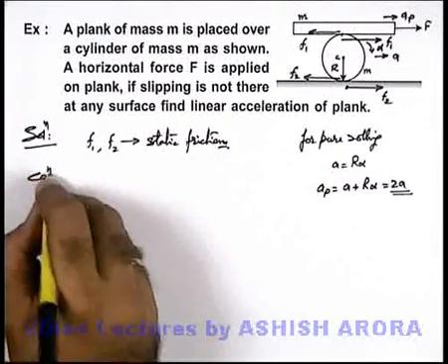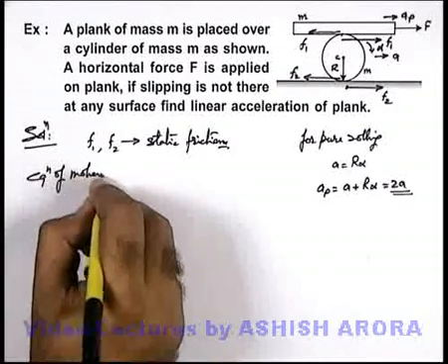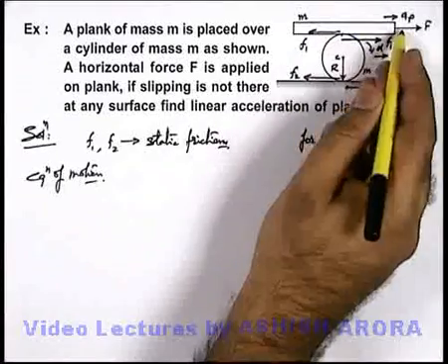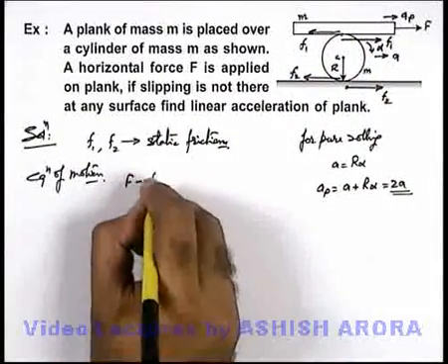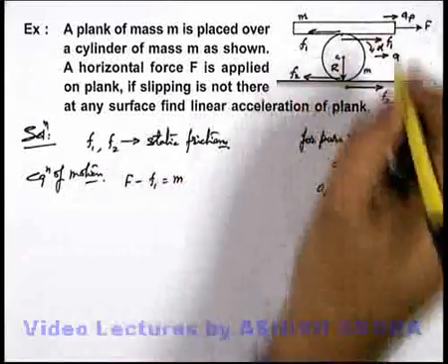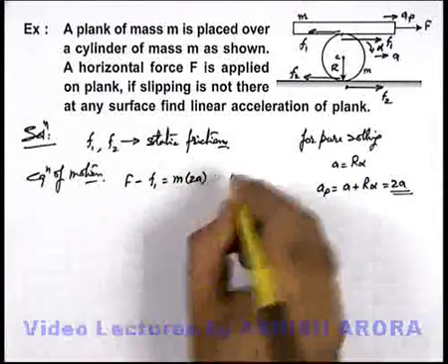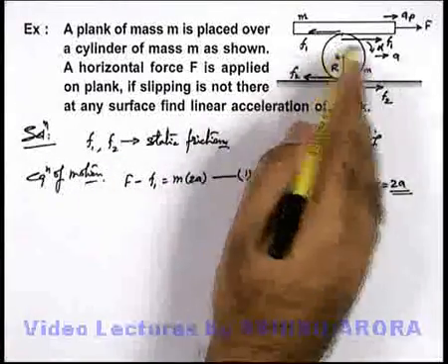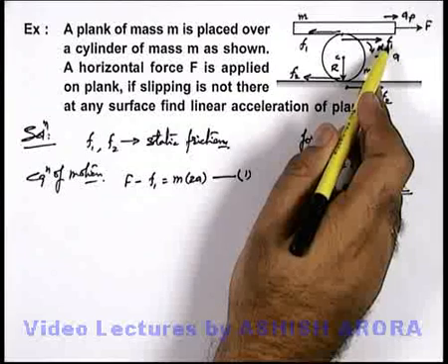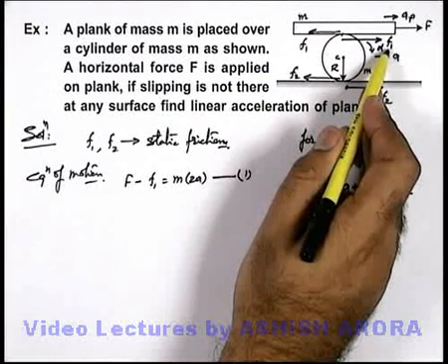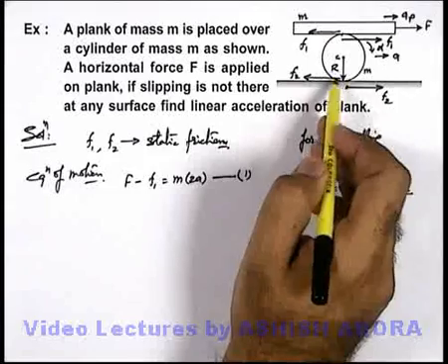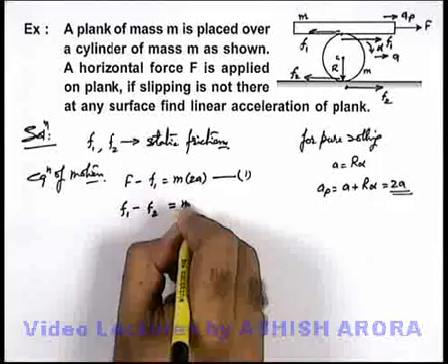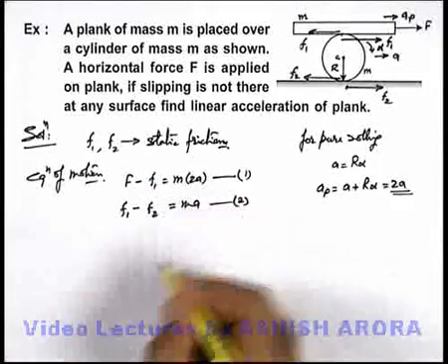If we write the equation of motion of the two bodies, for the plank we can write F minus F1 is equal to m into the acceleration of the plank, which can be written as 2a. So this is our equation 1. For the cylinder, in the forward direction it is experiencing a force F1, and in the backward direction it is experiencing a force F2, so we can write F1 minus F2 is equal to ma. So this is our equation 2.